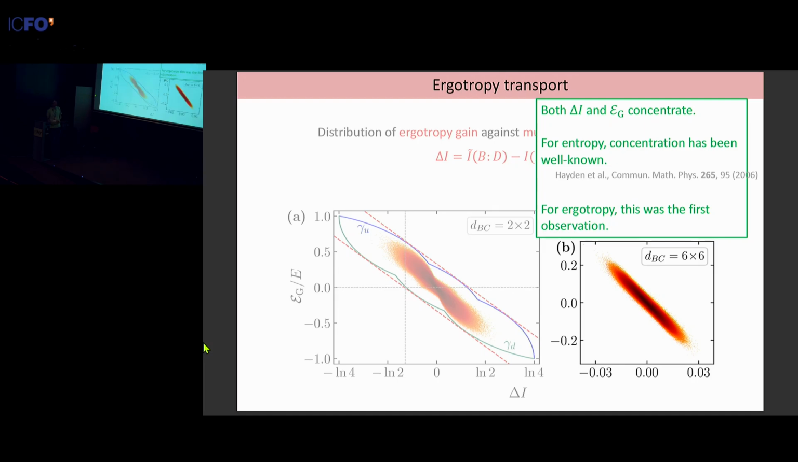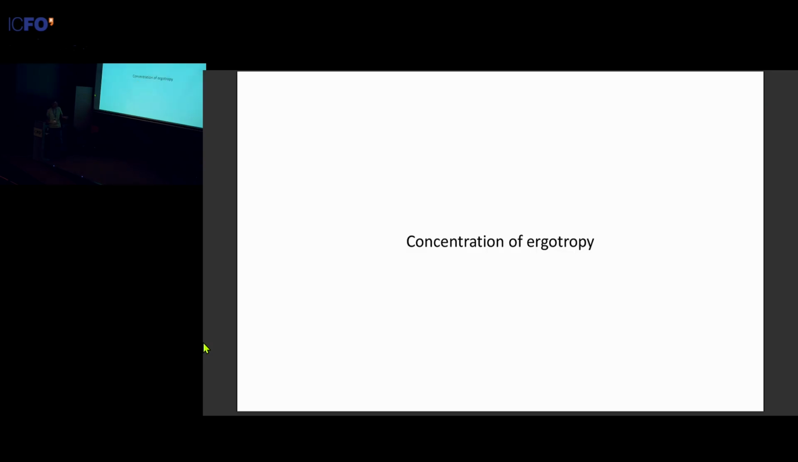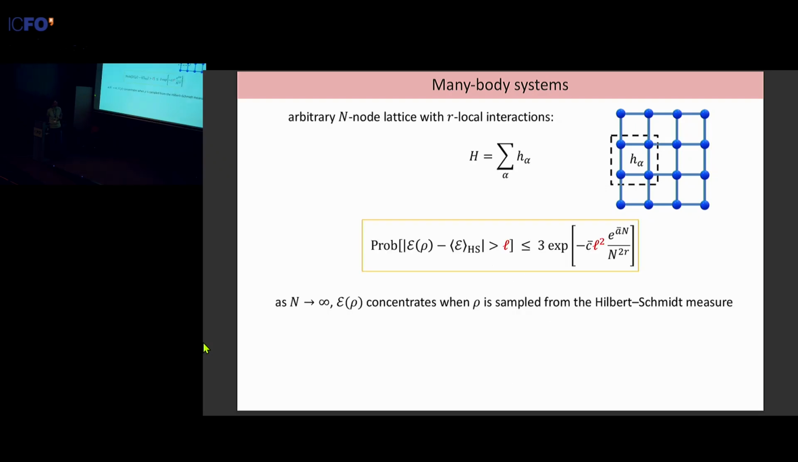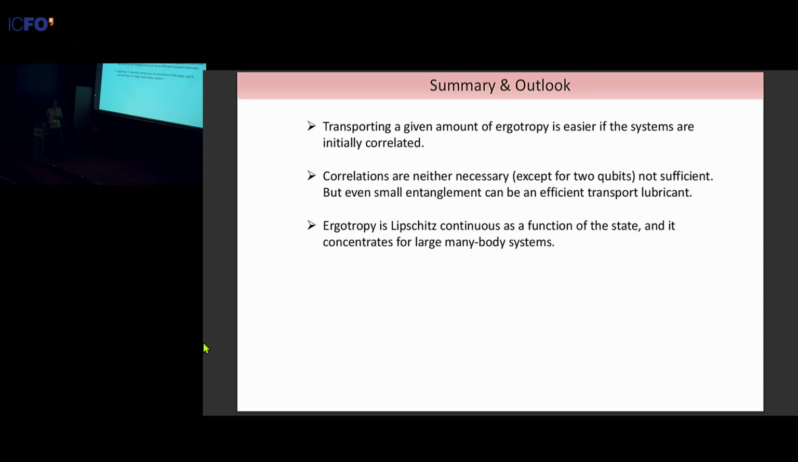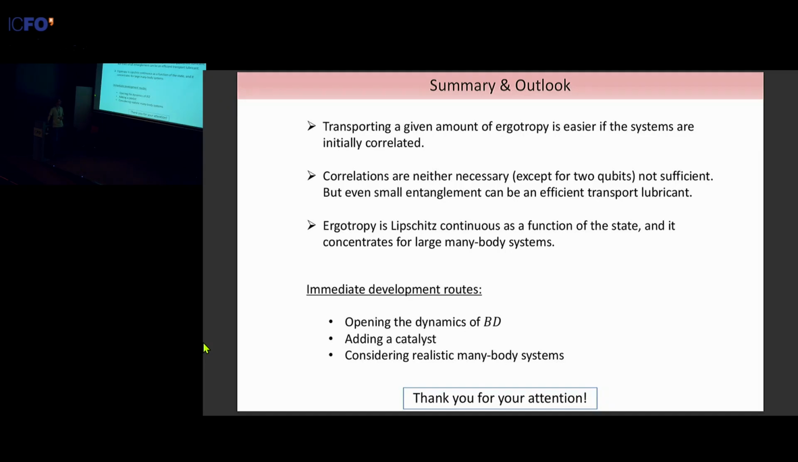And then what you see is that for larger systems, you essentially get some concentration of measure. So things become very thin. Although for entropy, concentration has been known for a while, for ergotropy it was not known. So this was the first time that we noticed it, and we showed that you can actually prove it analytically, but of course I'm not going to go into details. So this is a summary, and then developments.